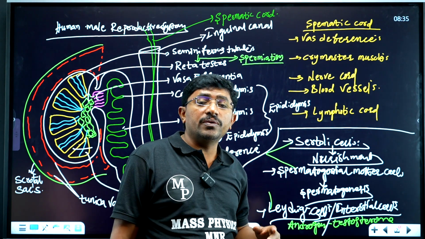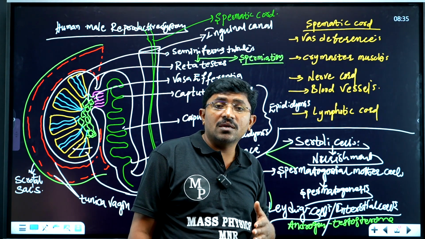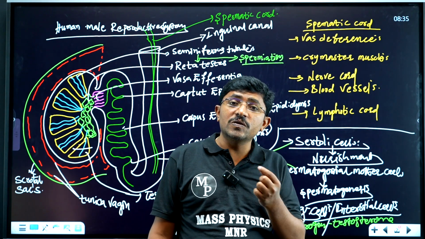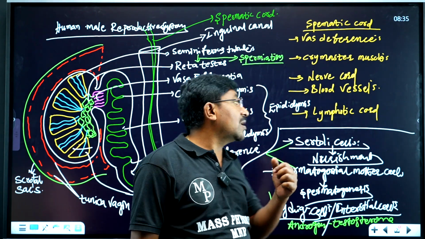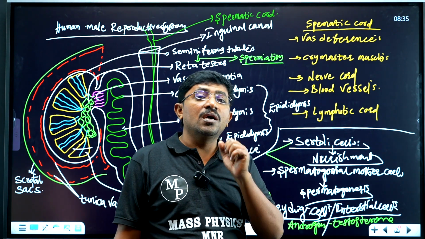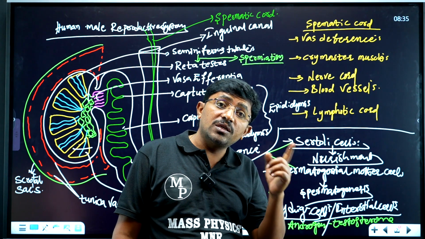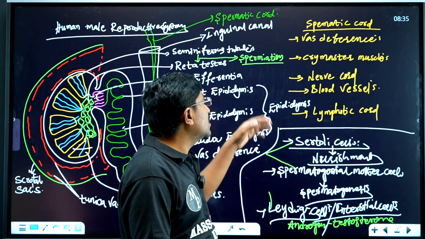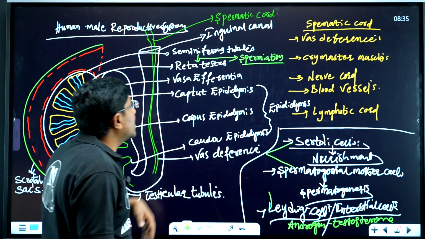And statement 2, spermiogenesis: the process of conversion of spermatids into spermatozoa is called spermiogenesis. Based on these two words, there was a question in 2021 as well. I'll explain this in detail.